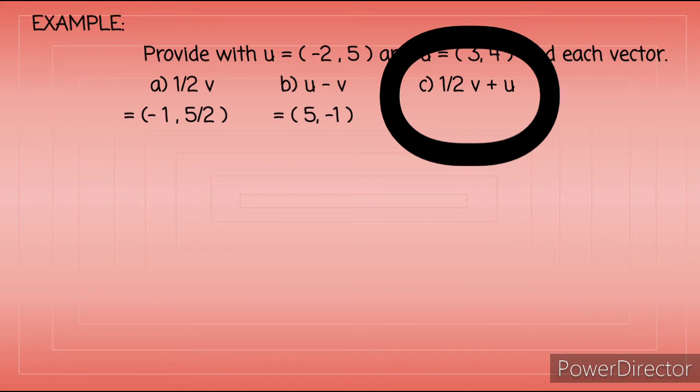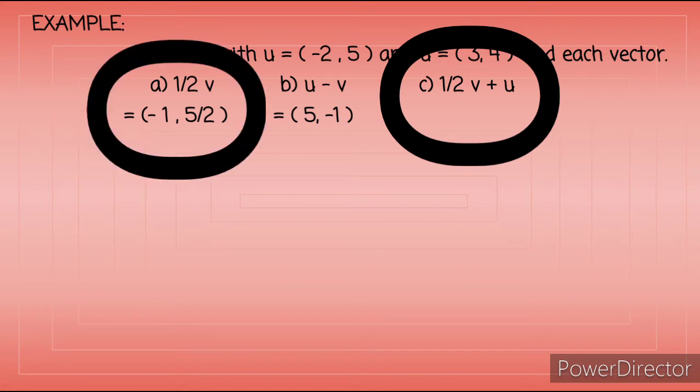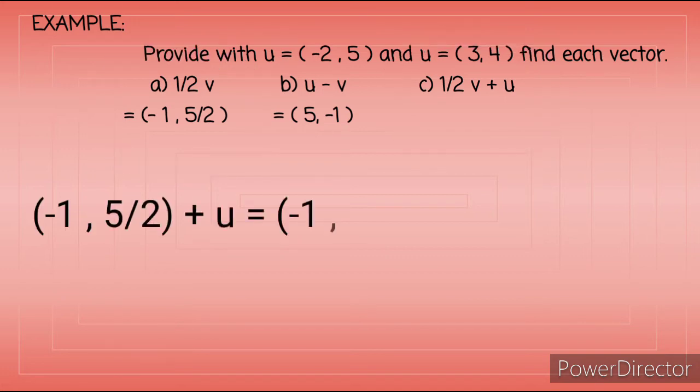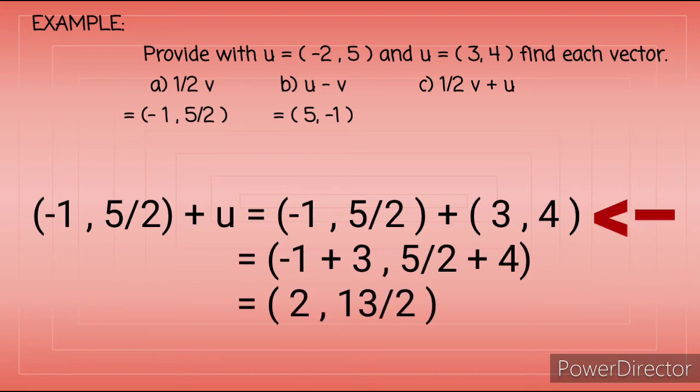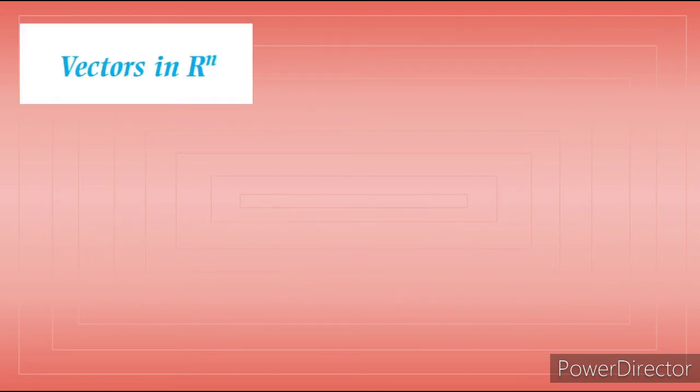Using the result in part A, where 1/2 v is equal to (-1, 5/2), we get (-1, 5/2) plus u. By substituting the value of u, we get (-1, 5/2) plus (3, 4). By adding the corresponding components, we get (-1 plus 3, 5/2 plus 4), which is equal to (2, 13/2). Our next topic is vectors in n-space.